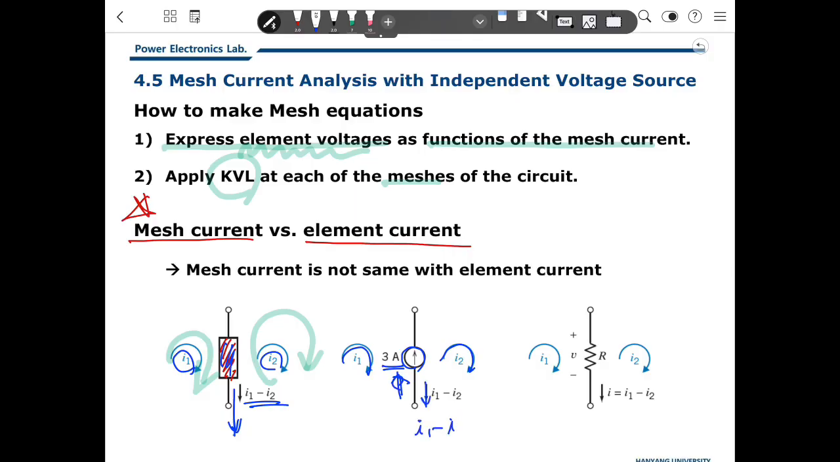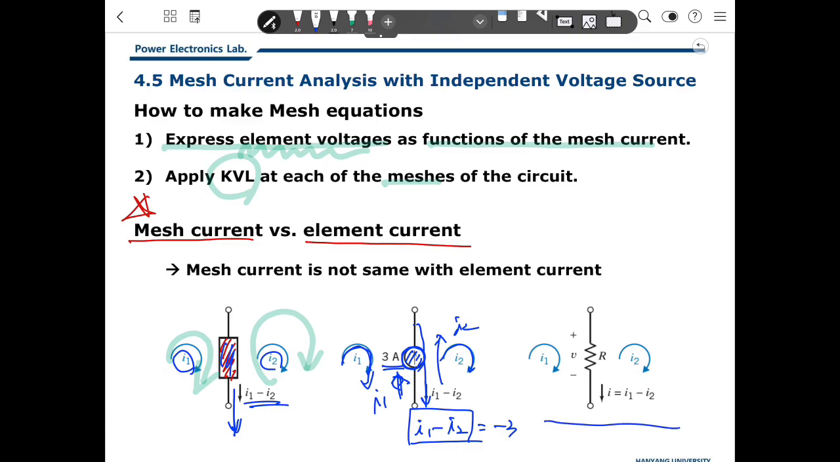This is I1, this is I2, and the current flowing here is I1 minus I2, because this is the element current. Then that will be minus 3. Why? There is a current source here.